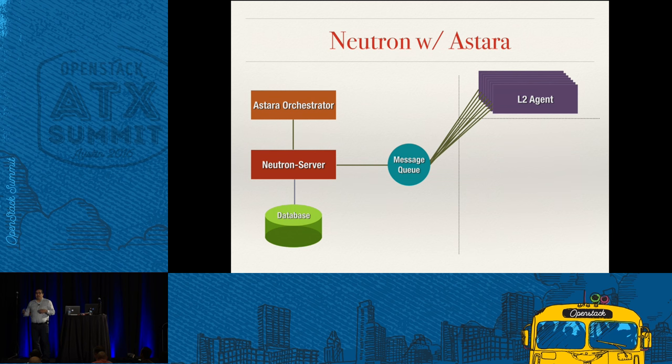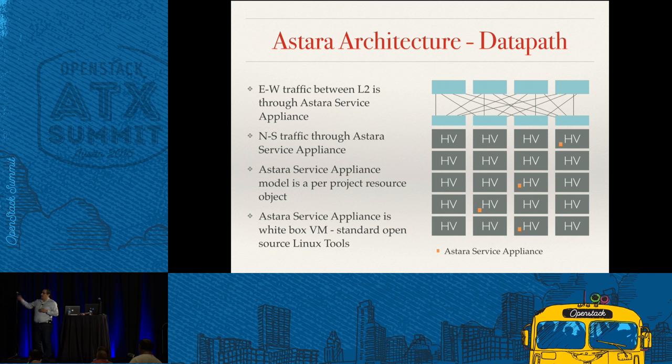For Neutron utilizing Astara, we do away with all these additional agents, right? We supplement this by having a service appliance that provides these additional advanced services for Neutron. So the orchestrator talks to the Neutron server, listens over the RPC calls and the different aspects from the message queue. And then whenever it requests some type of advanced feature, we intercept that and provision the service VM for those particular services. So the only thing that's running is your L2 agents. So if you look at that, now you don't have any network node, right?